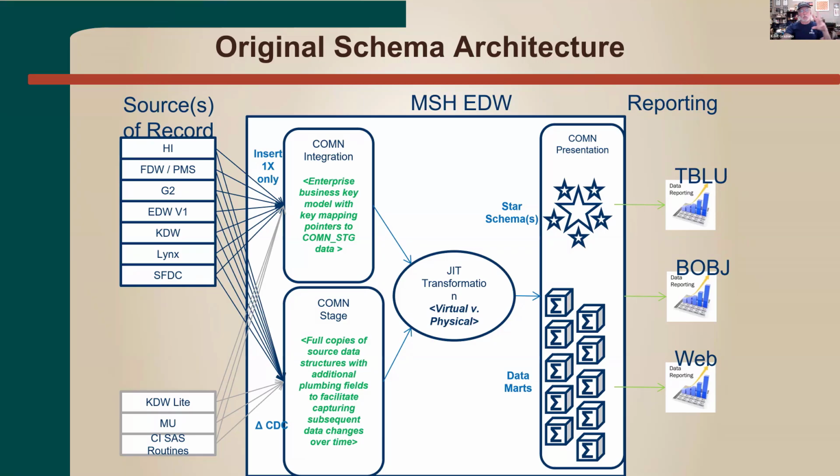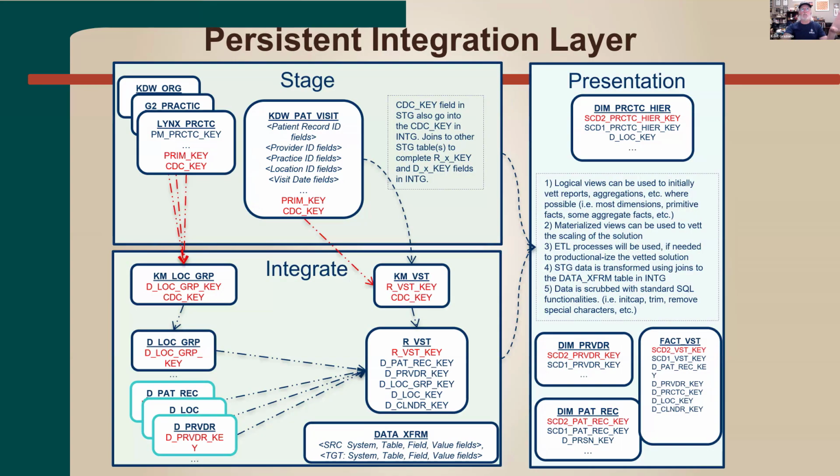We were going to do separate schemas for each of these things. So we were going to have an integration schema, a stage schema, and then you see just-in-time transformation there. That was how we were going to build out the reporting. And all the star schemas and data marts, whatever form they were going to be, were all going to be virtual. So the persistent integration layer, though, just included these D underscore, KM underscore, and R underscore tables.